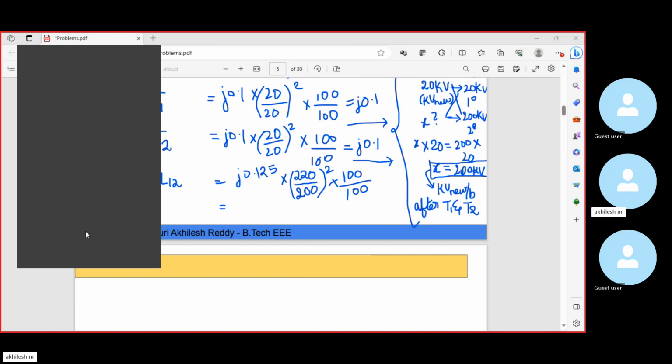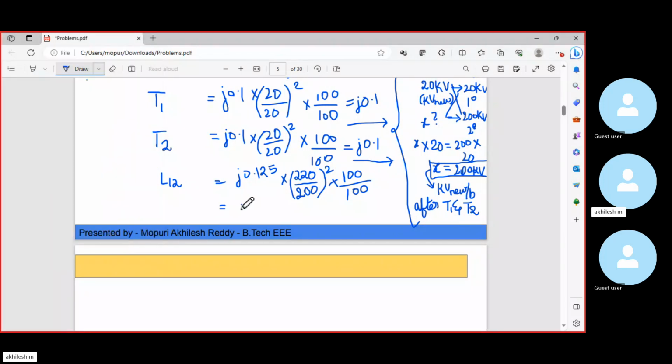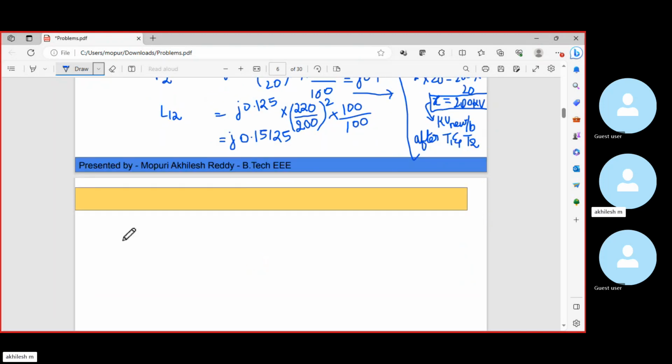So 20 divided by 200 is 1.1. We square 1.1, and we will be getting 1.21. Multiplied by 0.125 gives 0.15125. This is my L12 per unit value with respect to positive and negative sequence.